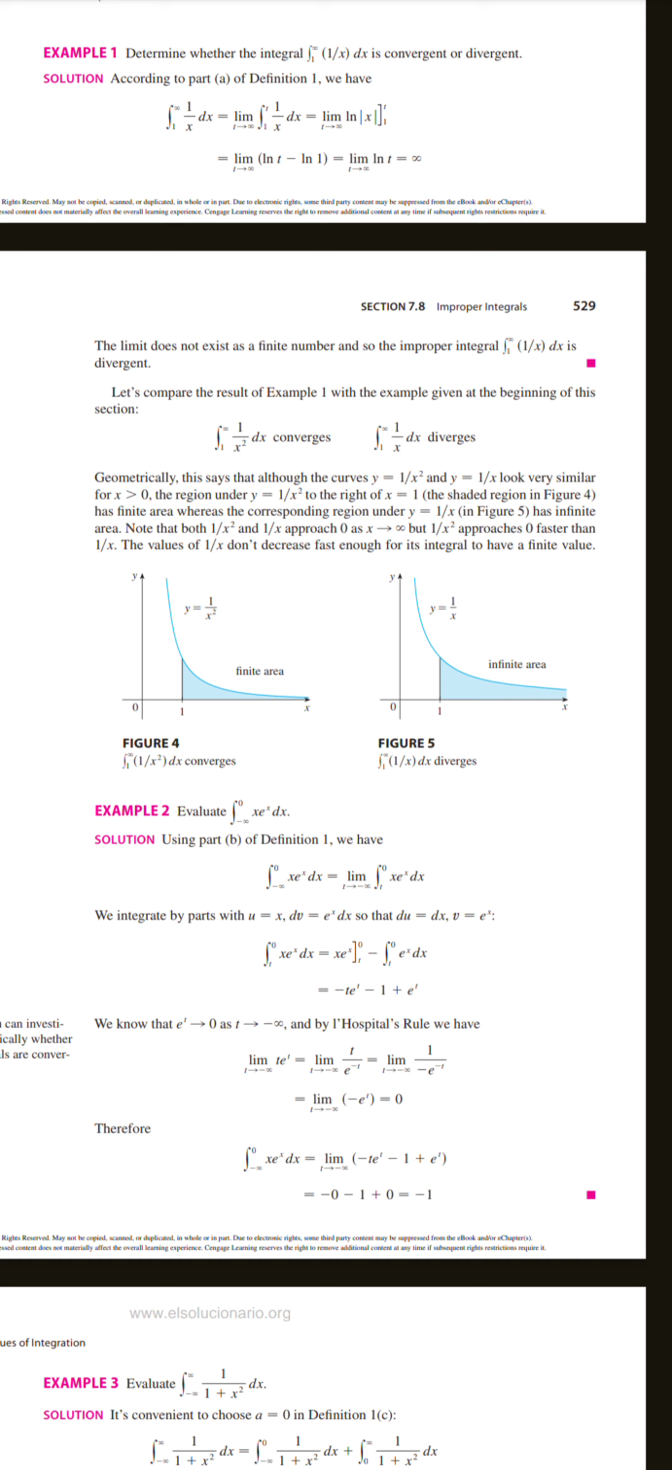In Figure 4, the integral from 1 to infinity of 1 over x squared dx converges. In Figure 5, the integral from 1 to infinity of 1 over x dx diverges.